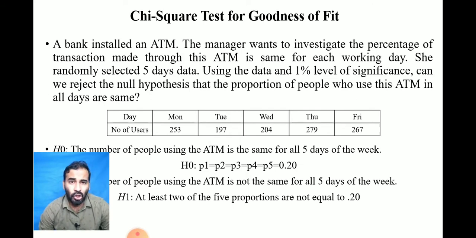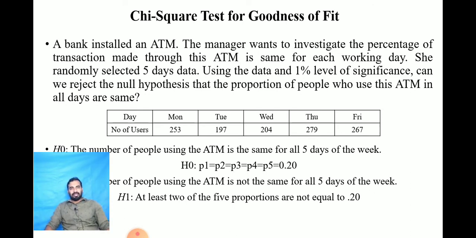Now, in order to make you understand more about observed and expected frequencies, let me take an example. A bank has installed an ATM, and the manager wants to investigate whether the percentage of transactions made through this ATM is the same for each working day, or whether there is any difference. For this purpose they took randomly selected data from 5 days. Using this data and one level of significance, can we reject the null hypothesis that the proportion of people who use this ATM is the same on all these days?